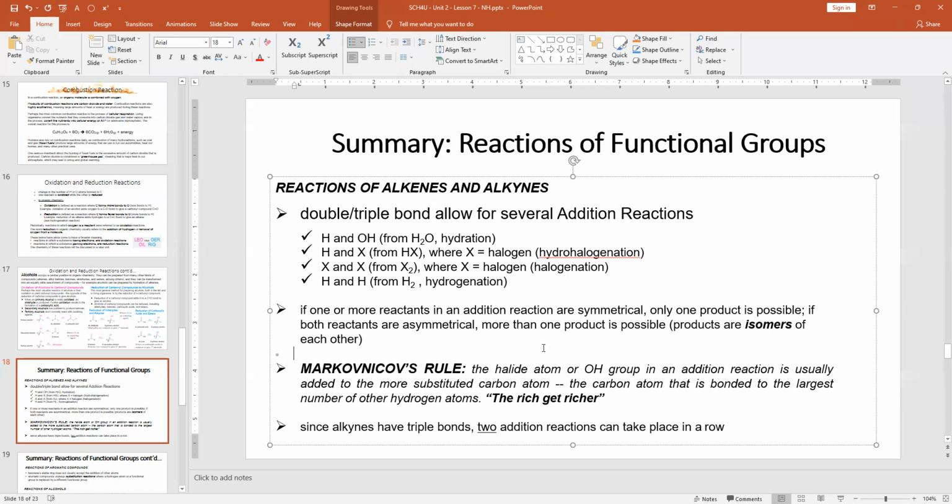And finally, since alkynes have triple bonds, you can have two addition reactions that take place in a row, one after the other. They can take place in series.